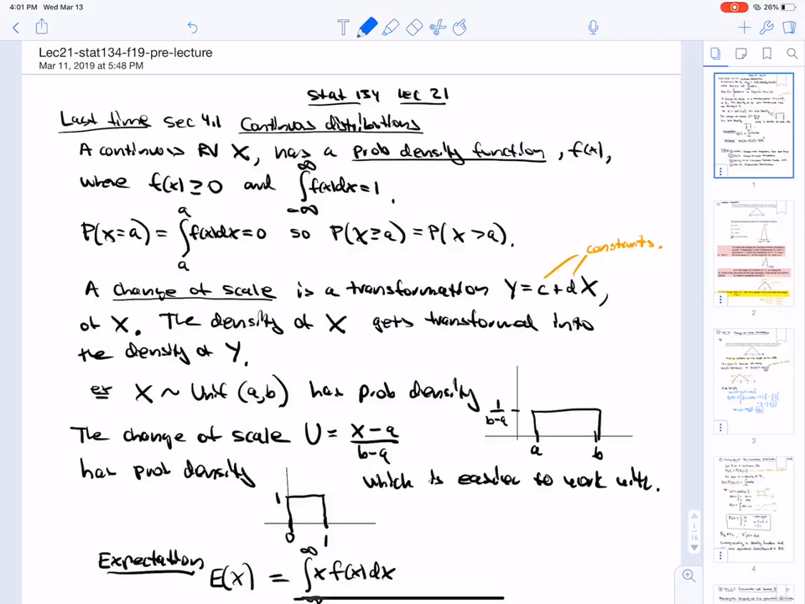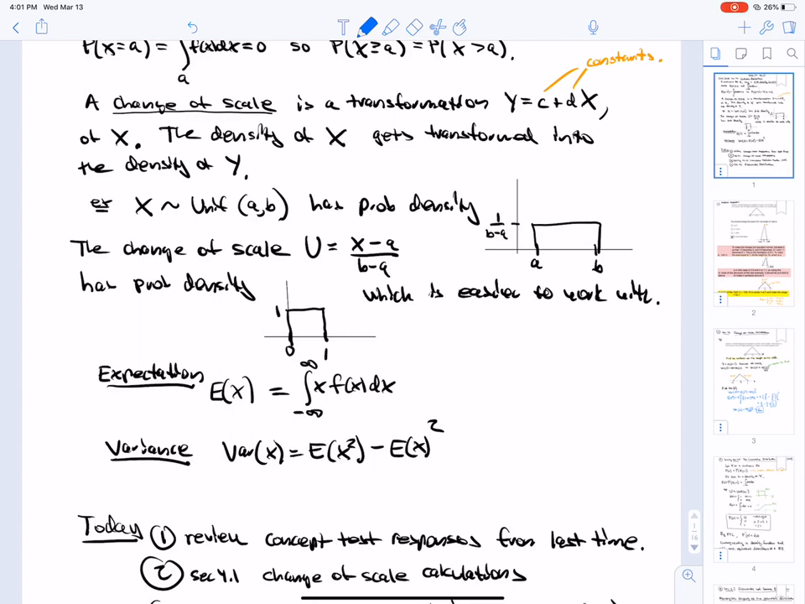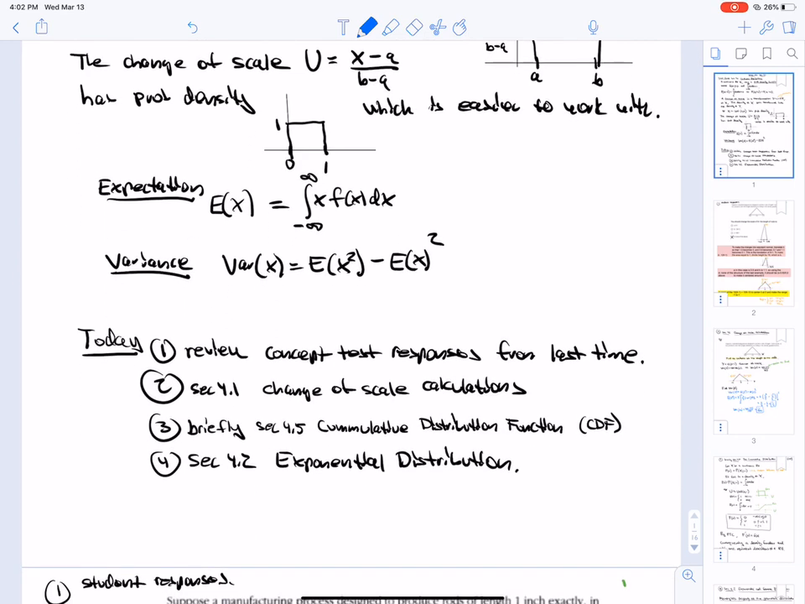to work with y instead of x. So for example, if x is uniform AB, we can transform x into the standard uniform, and so since all the probability lies between A and B for x, all the probability will lie between 0 and 1 for u, so that's why it necessarily integrates to 1. So the expectation invariance we also saw last time.